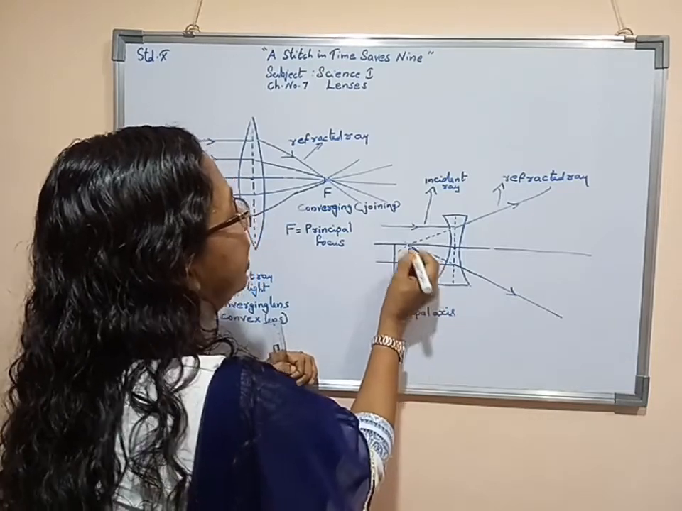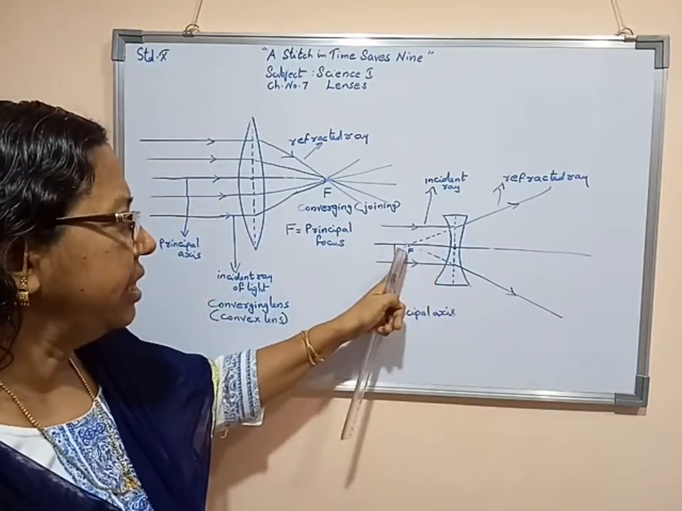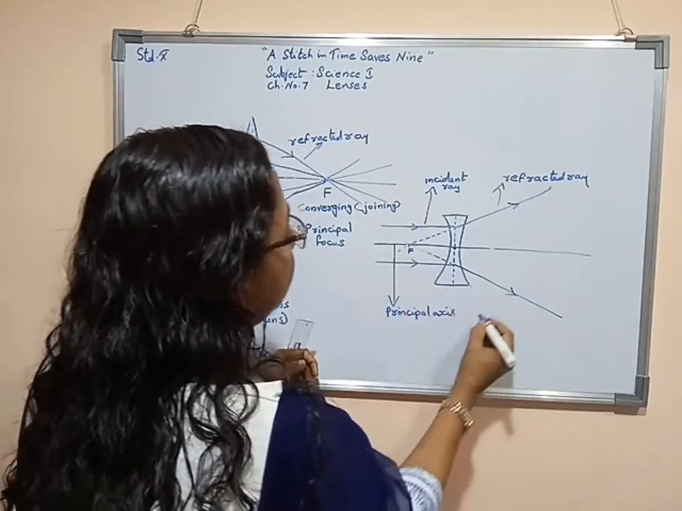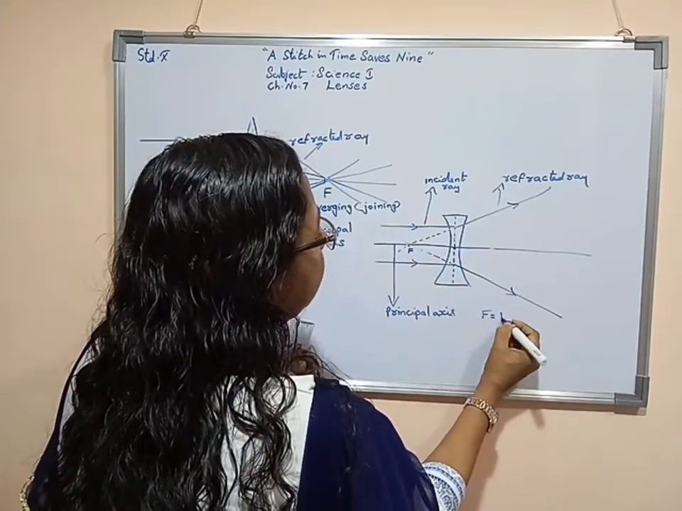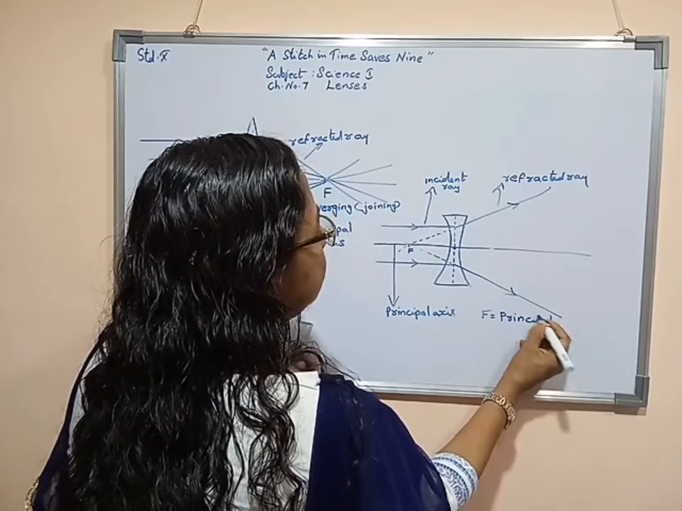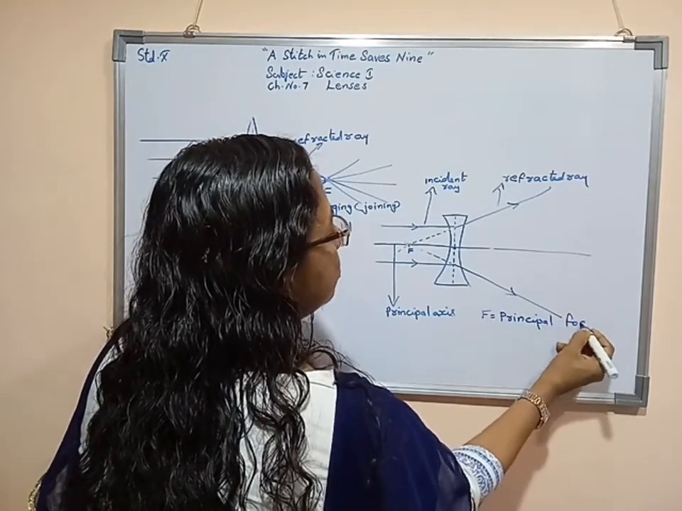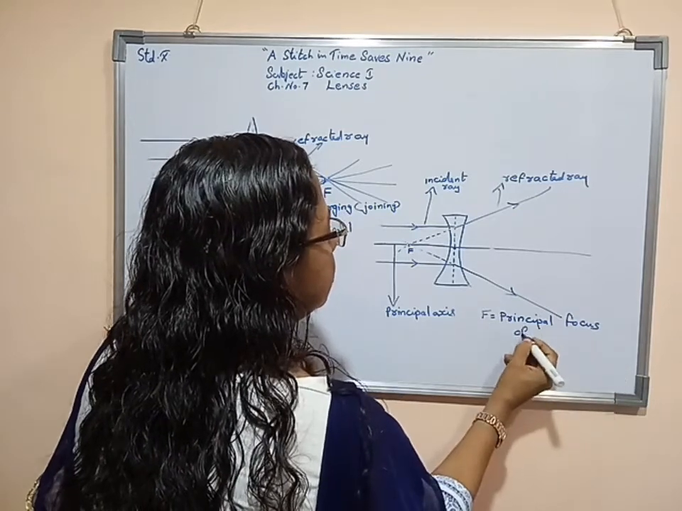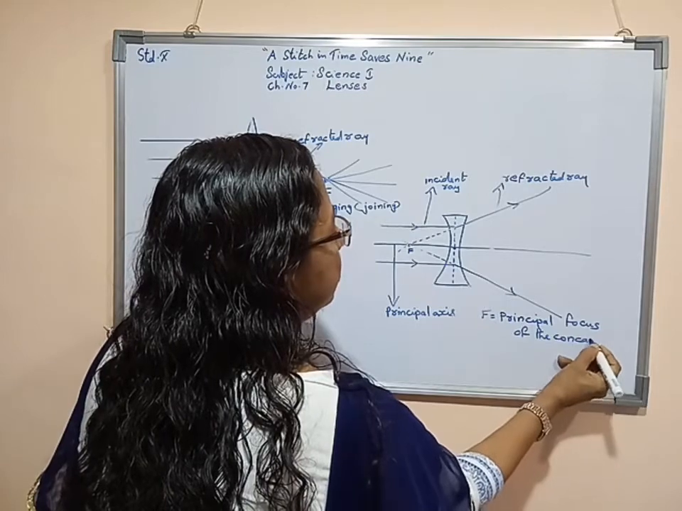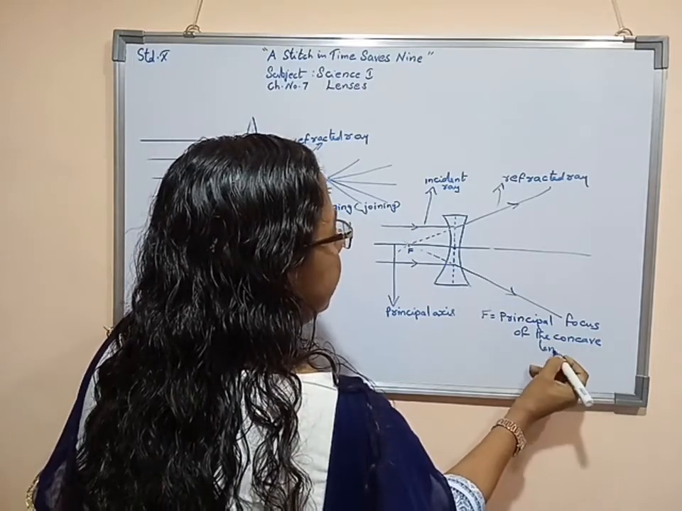This is the concave lens. So this spot or this point is the principal focus, F, the principal focus of the concave lens.